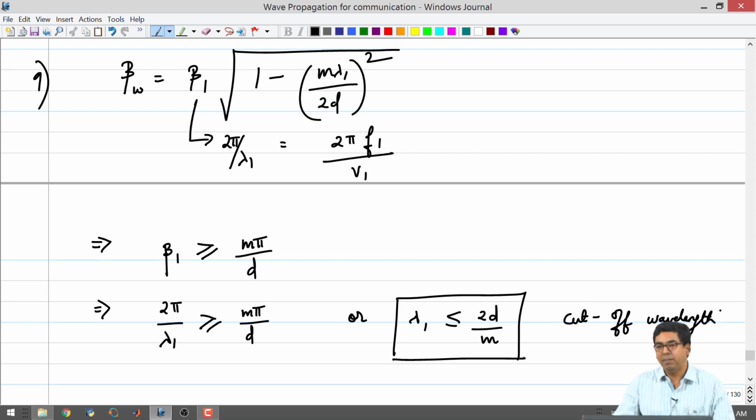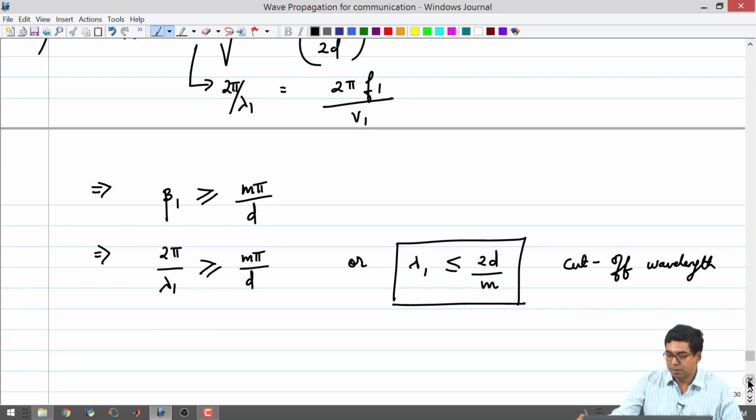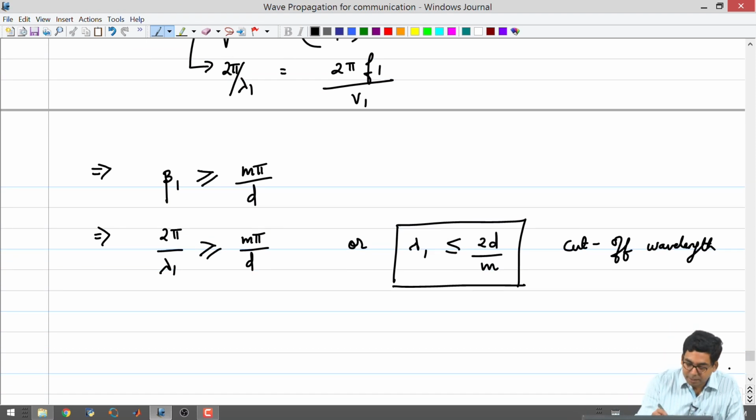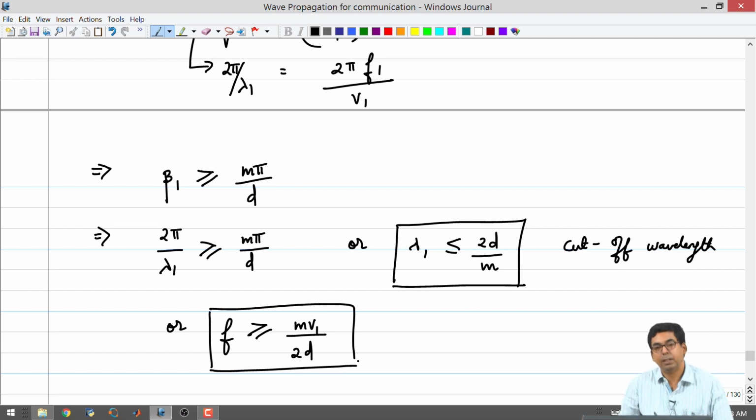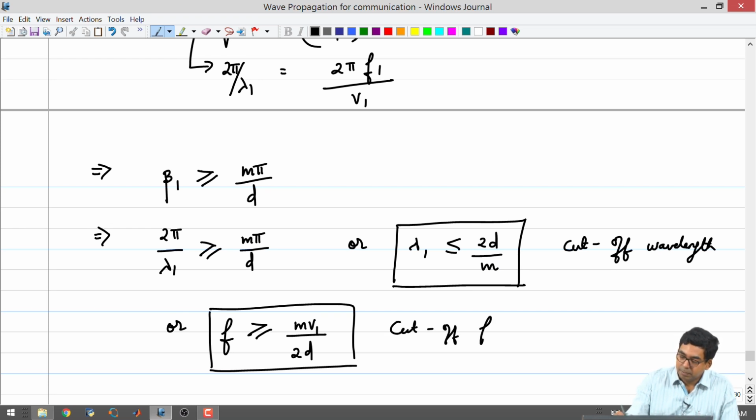The term cutoff wavelength is usually not very popular. The signal processing community usually talks about frequencies. So, you can always convert this to frequency and say that, where v1 is the velocity in the homogeneous medium, this becomes the cutoff frequency. What does this mean?